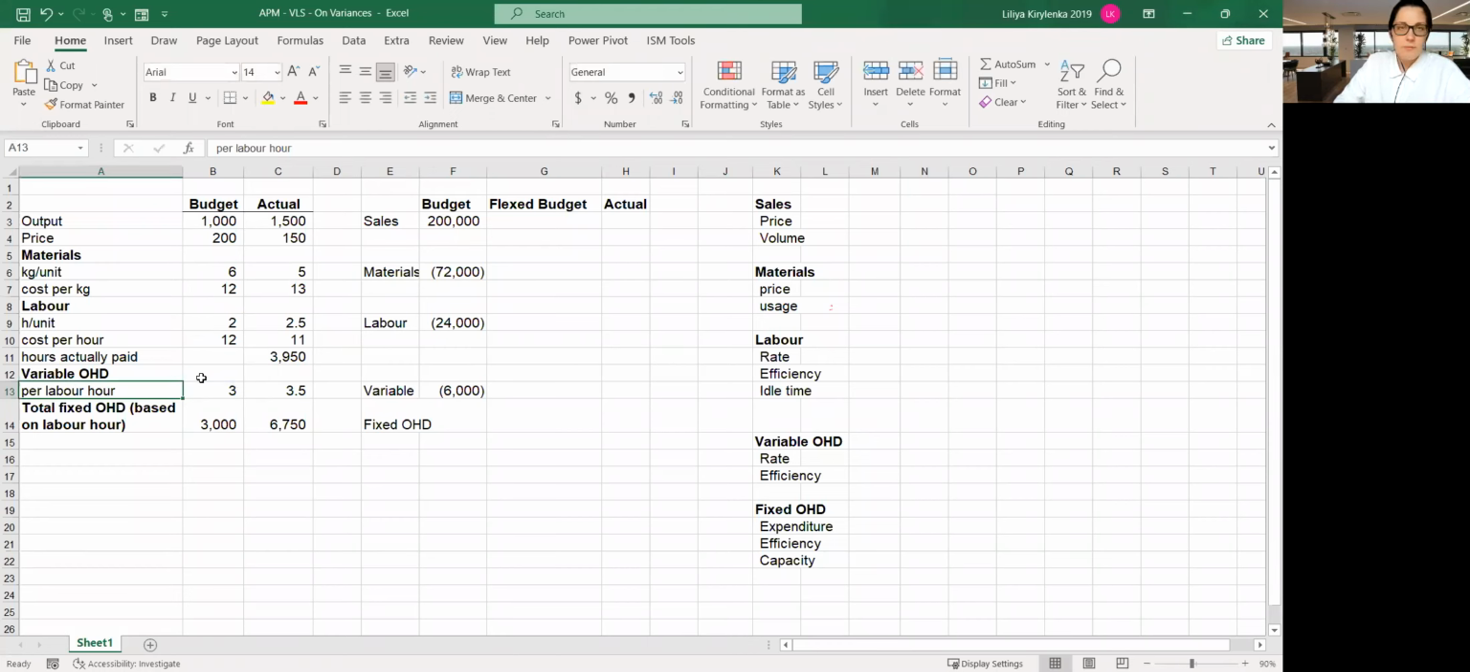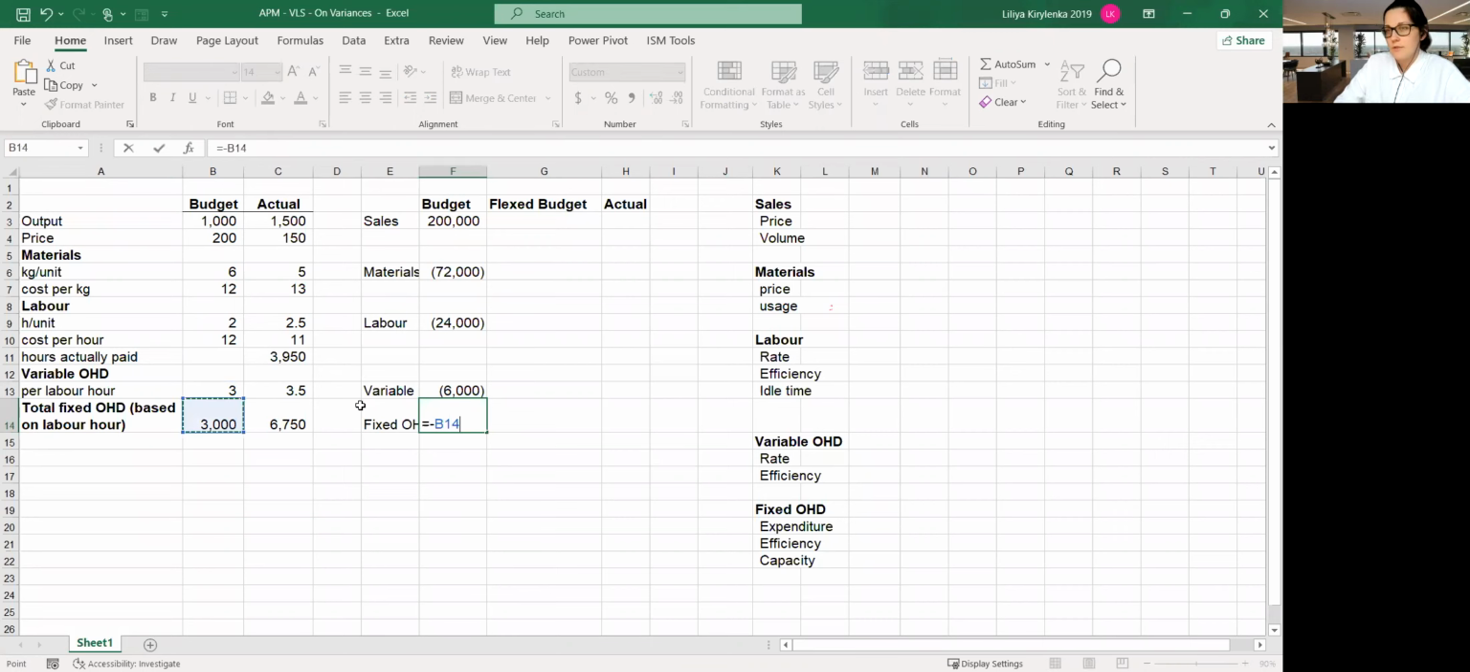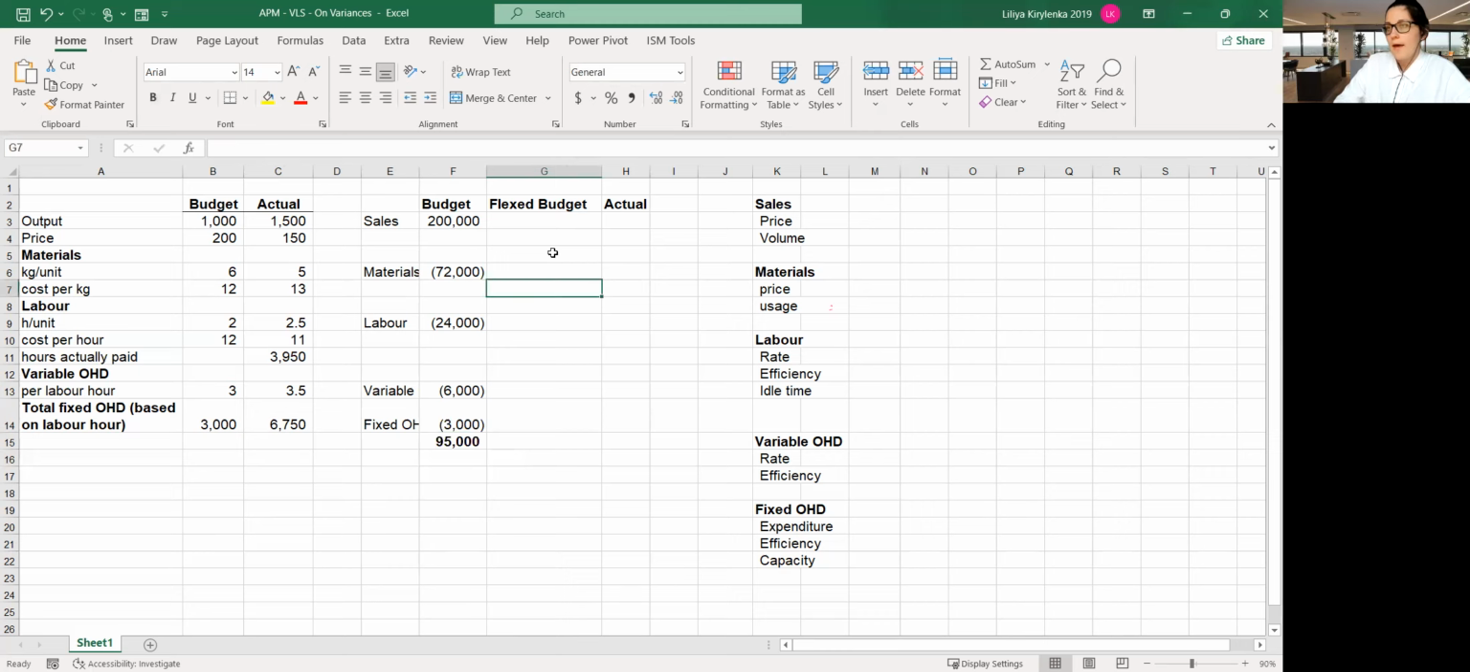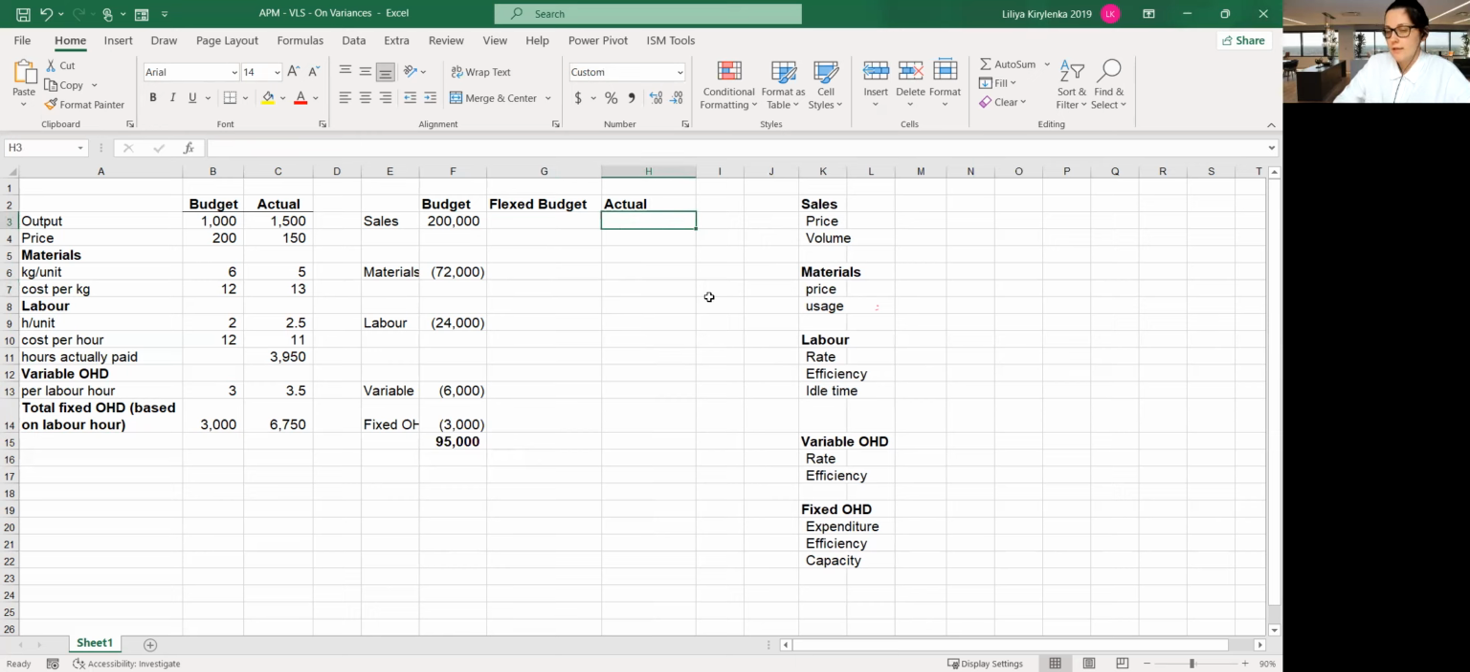Well, as we do not have any machine hours, it is kind of obvious that per hour means per labor hour. And as for fixed overheads, as they are fixed, they were originally planned in the amount of 3,000. Okay, so let us see what is the result that we were planning. It's 95,000. Perfect. Now, look, some time passed and we now have actual results.